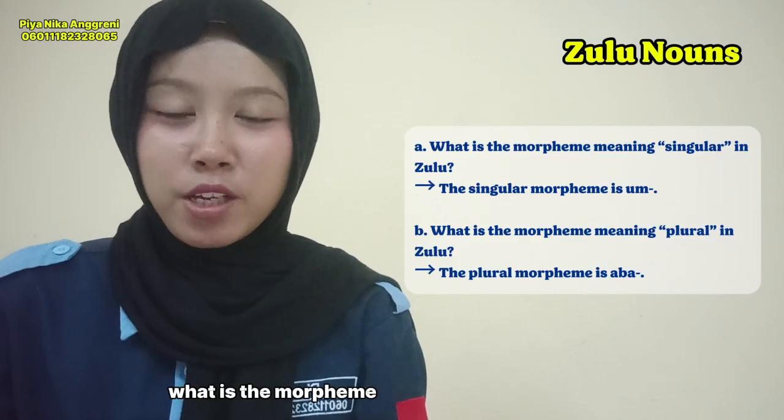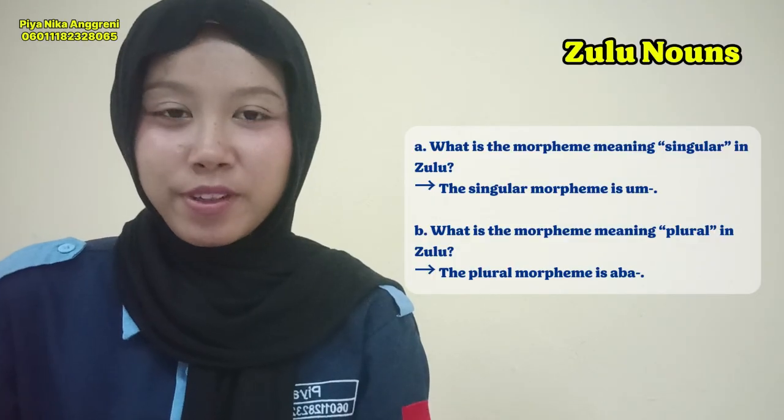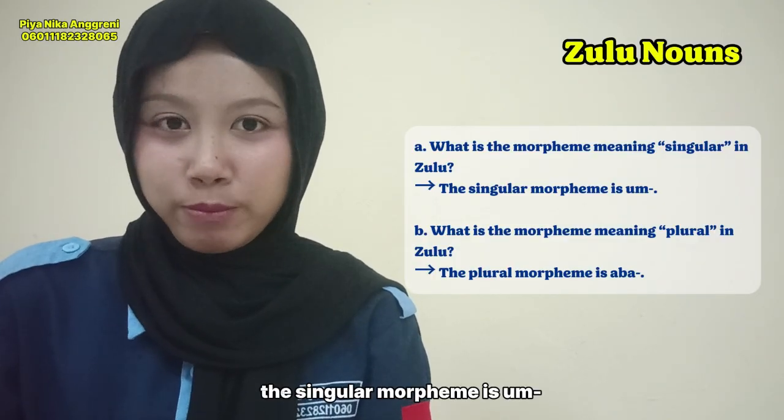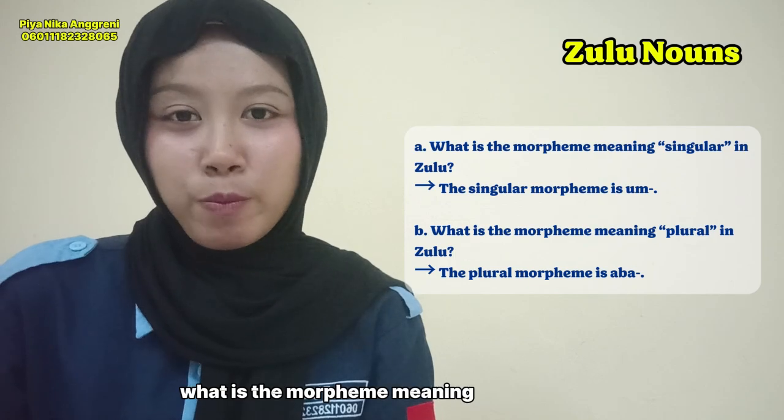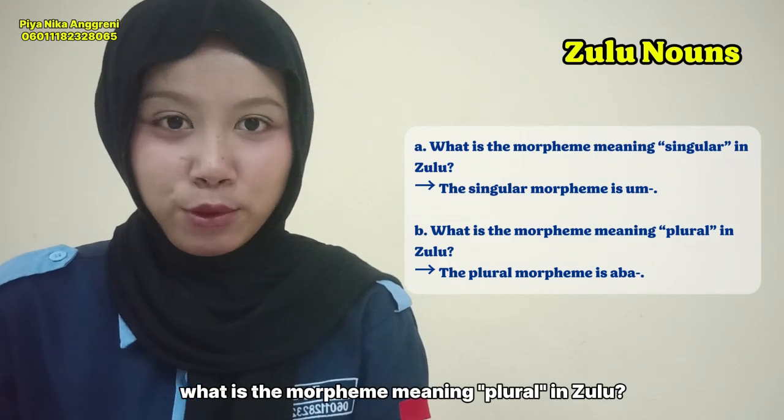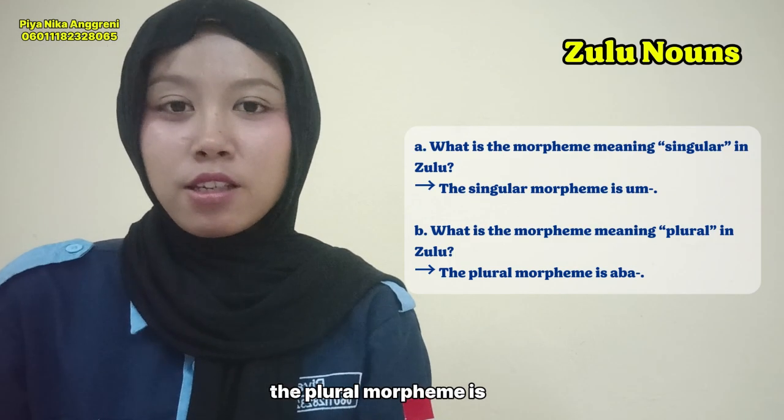What is the morpheme meaning singular in Zulu? The singular morpheme is um. What is the morpheme meaning plural in Zulu? The plural morpheme is Aba.